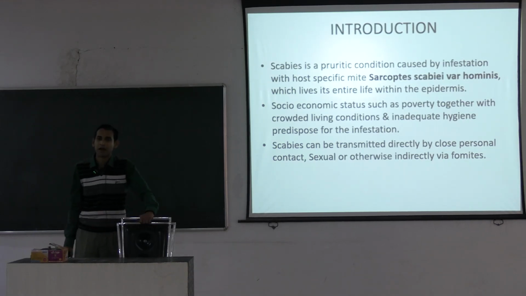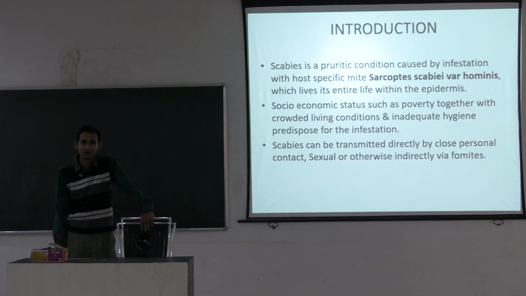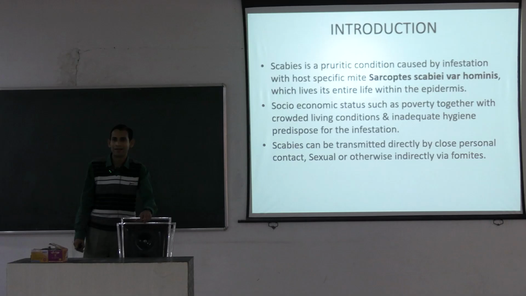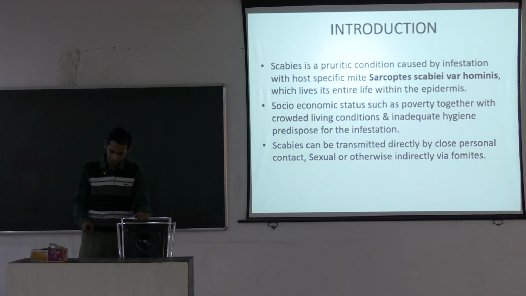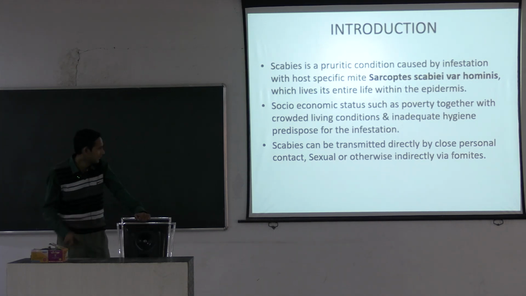Now, the mode of spread, how does it spread? As I have already told, it is a highly contagious disease. So, it spreads easily from one person to another by close personal contact or via the sexual route, or indirectly via fomites. That means, indirectly it occurs via contaminated clothing, bed sheets, linen, towels, etc. The disease is usually transmitted by close personal contact or by the sexual route or indirectly via fomites.